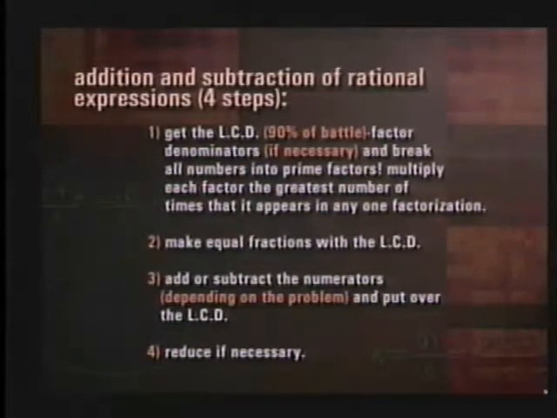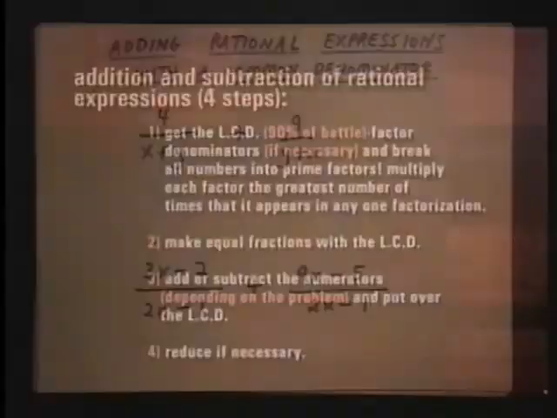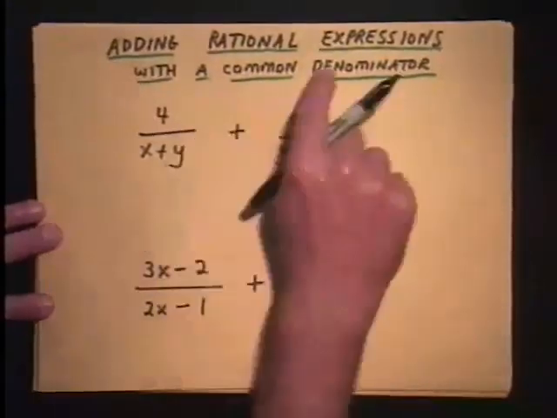Okay, step 2, make equal fractions with that LCD. Step 3, add or subtract the numerators depending on the problem and put over the LCD. And step 4, always look to reduce, and we have already practiced reducing these polynomial fractions, so those are the 4 steps I want you to get down here. Now let's go to some examples. All right, adding rational expressions.